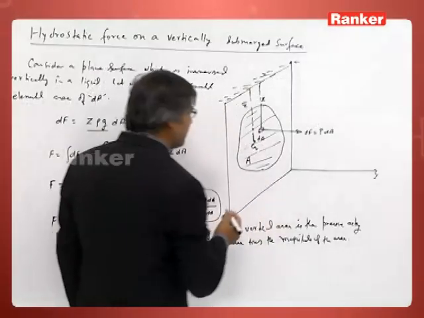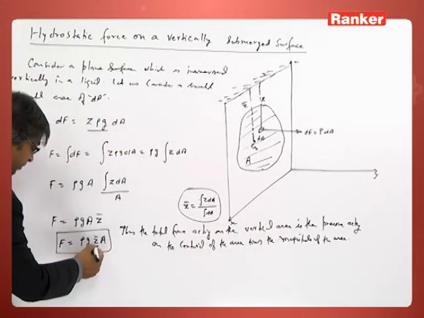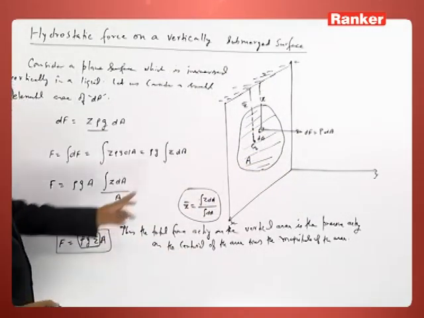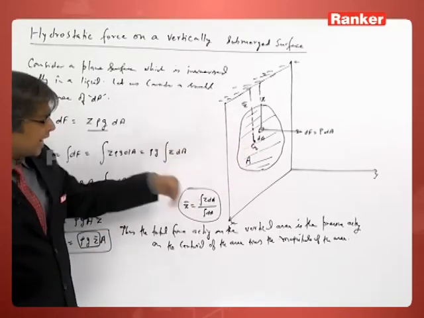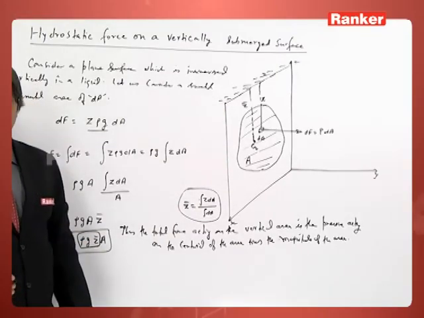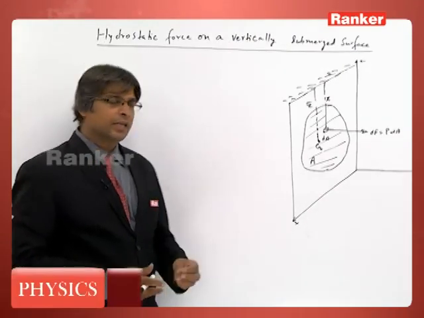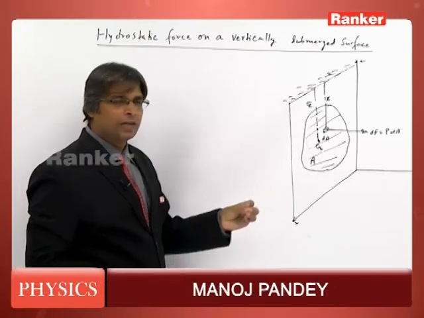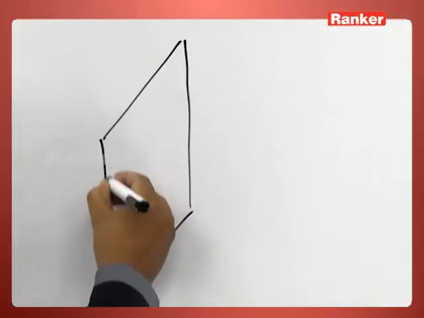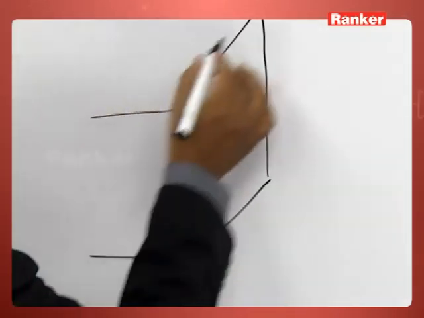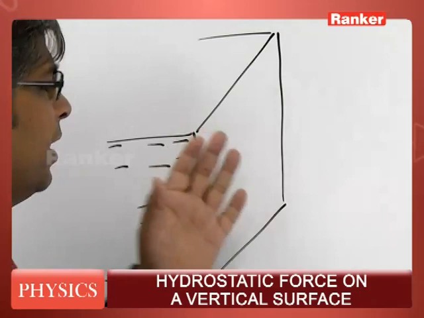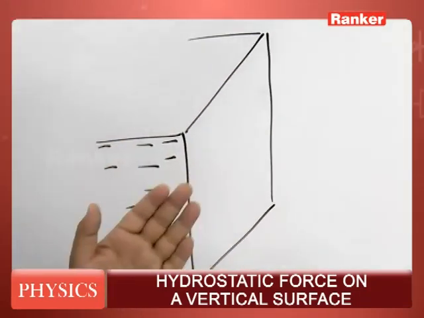So this is the quantity, that is, the pressure at the centroid of this area times the total area. This is the expression for the total force. So now let us take some examples to see how to calculate this. Suppose I have a square vertical surface of an aquarium in which water is there up to this. I want to know what is the total force acting on the side walls.